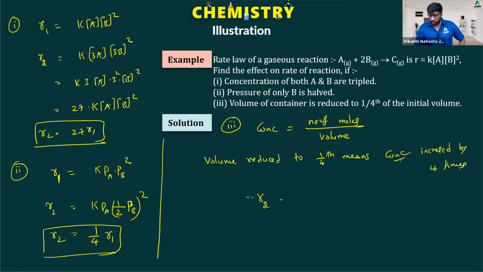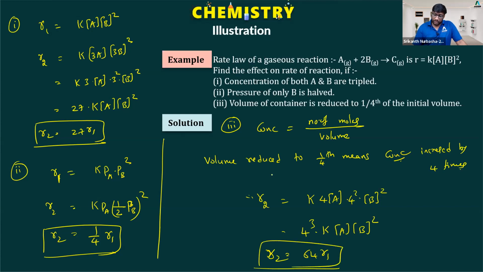Therefore, R2 is equal to K into 4 times concentration of A into 4 power 2 into concentration of B whole square. That is 4 power 3 into K into concentration of A into concentration of B power 2, that is 64 times the initial rate. So the rate of the reaction increases 64 times whenever you decrease the volume of the container to 1/4 of its initial volume.